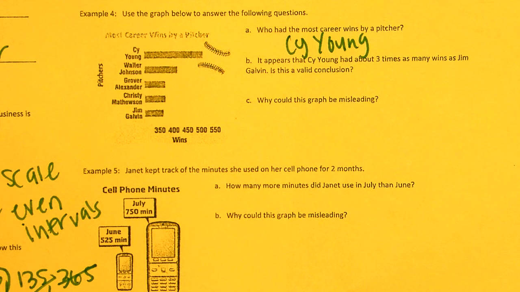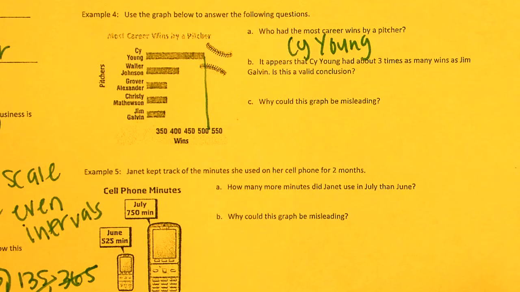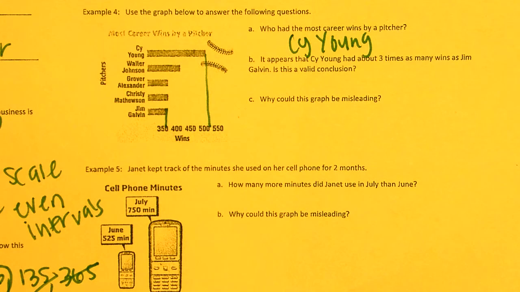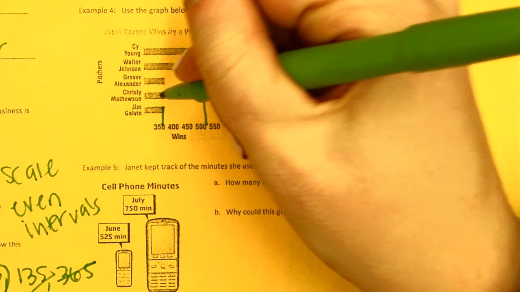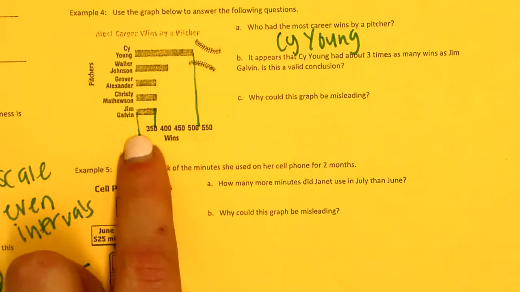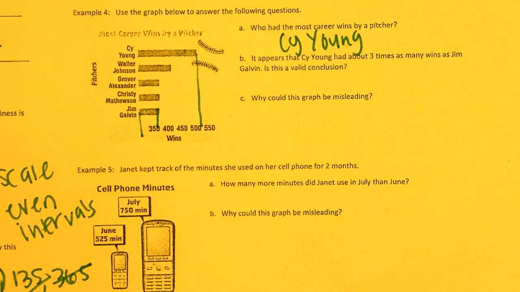Well, Cy Young had about maybe 525. Jim Galvin had about 375, so is it 3 times as many? No. And why did that happen? It's because they didn't start at 0. They started at 350. And maybe they started at 300 if we go back an interval, but the conclusion is not valid because they did not start at 0.